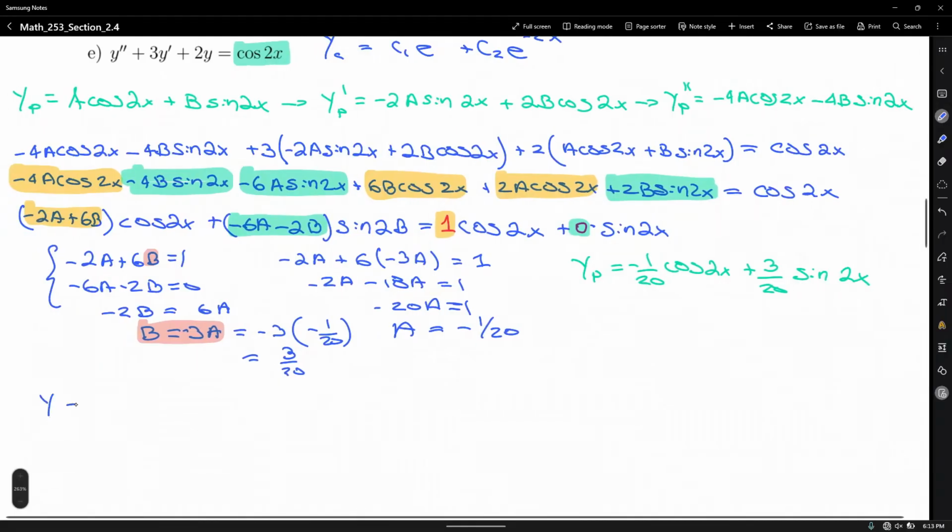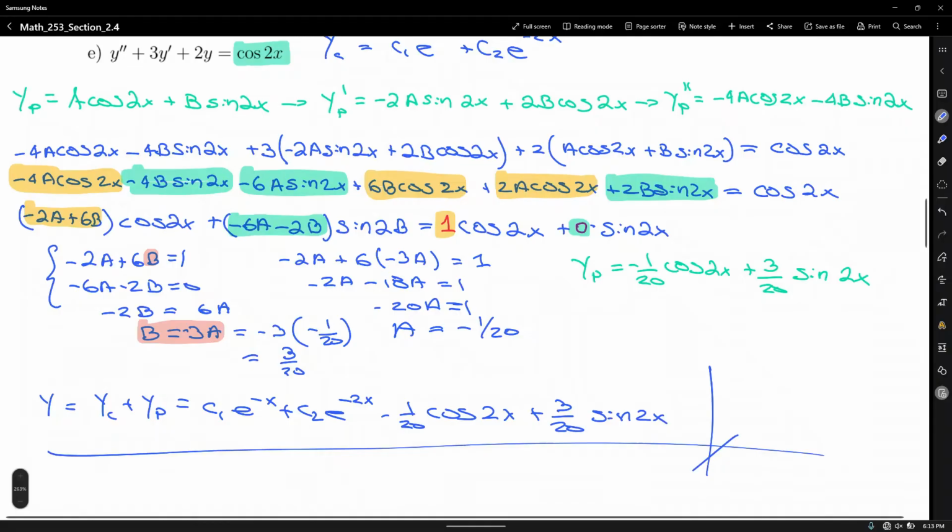So, y, which is y complementary plus y particular, where y complementary is still c1 e to the negative x plus c2 e to the negative 2x, minus 1 over 20 cosine 2x plus 3 over 20 sine 2x. Final answer. Okay, final answer.